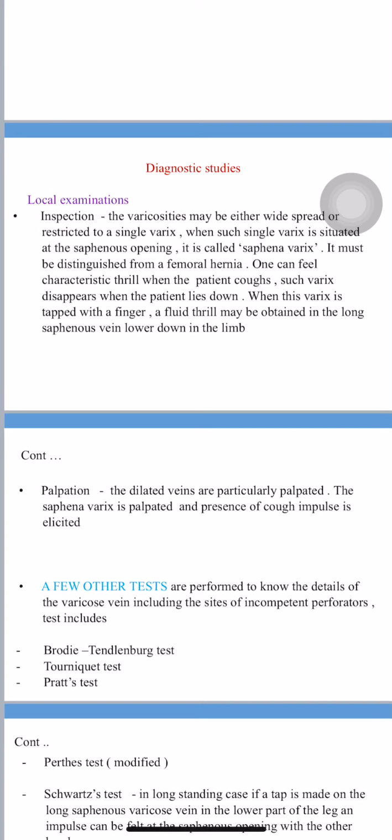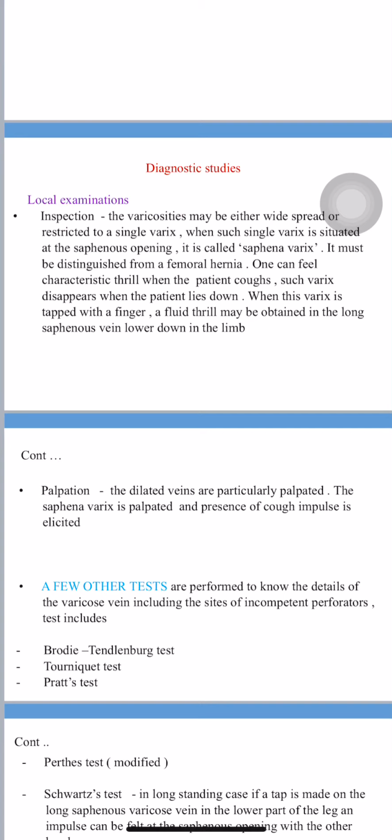Next is Pratt's test. The Pratt test can be performed to know the position of leg perforators. Firstly, an elastic bandage is applied from toes to the groin. A tourniquet is then applied to the groin at the upper end of the elastic bandage. This causes emptying of the varicose vein. The tourniquet is kept in position and the elastic bandage is taken off.